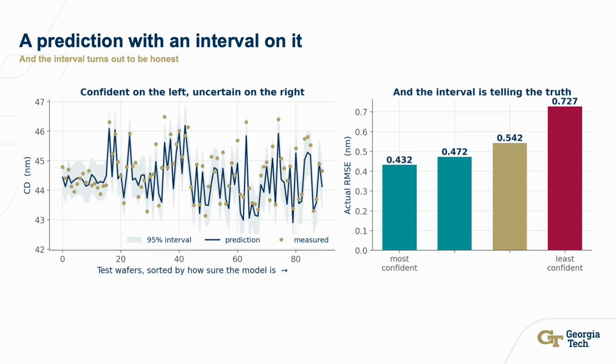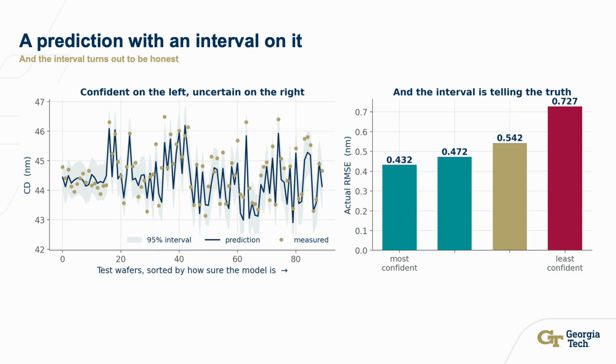Now, does the interval mean anything? Split the test wafers into 4 groups by how confident the model claims to be, and measure the actual error in each group. Most confident quarter 0.432 nanometers, then 0.472, then 0.542, least confident quarter 0.727. Monotone. The model's claim about its own uncertainty is correct. Where it says it is unsure, it is genuinely less accurate. A factor of 1.7 between the best and the worst quarters, which means the uncertainty is a usable signal in its own right, and the next slide turns it into an operating decision.